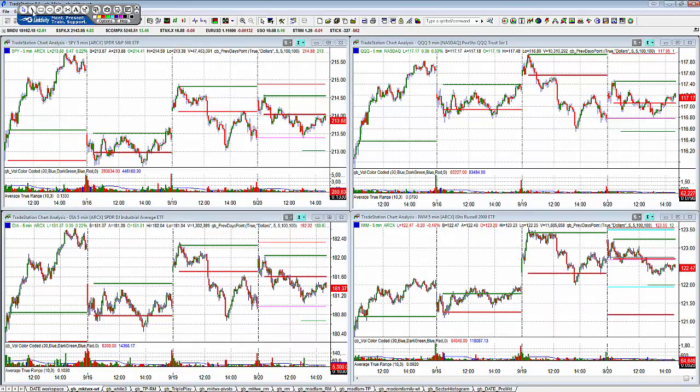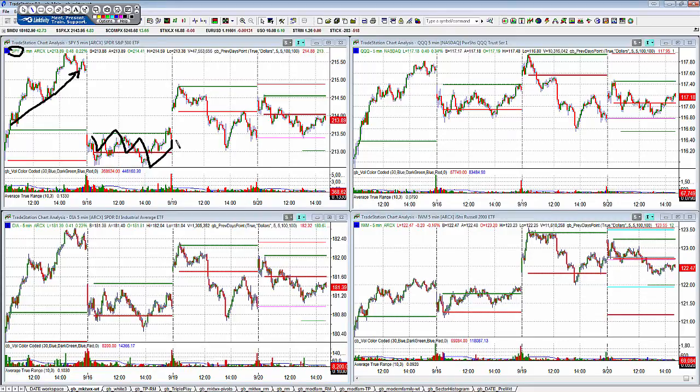And in this video, I'm going to take a look at how you can identify the days that are likely to trend higher, as you can see here on the SPYs on a 5-minute chart, versus the days that are likely to be choppy.